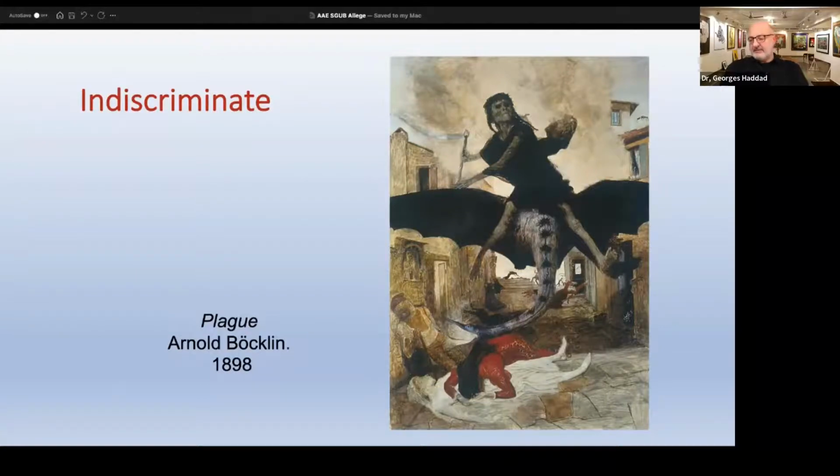First, it is indiscriminate. I like this painting because in a way, it summarizes all that plague is. And when I told Professor Courban that I was going to speak about epidemics or pandemics and art, he said, "Do you know about Arnold Böcklin?" Because for him also, this picture embodies all that plague is. Plague is indiscriminate, and you can see it here, sitting backward on a beast. And whatever the beast does not kill, death with the scythe in its hand is going to maul. So death is indiscriminate.